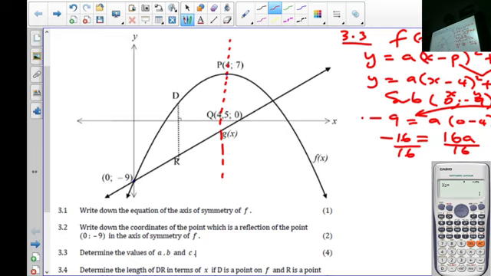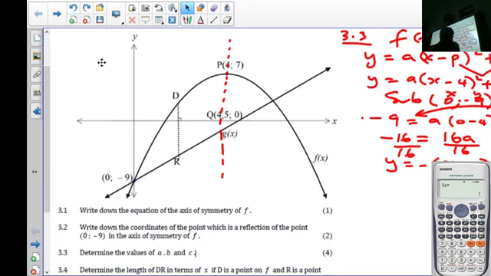So what do I have to do? I substitute a is equal to minus 1 into this formula here. By substituting, we will get now y is equal to negative (x minus 4) squared plus 7.